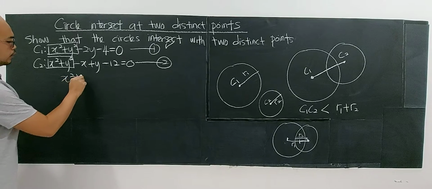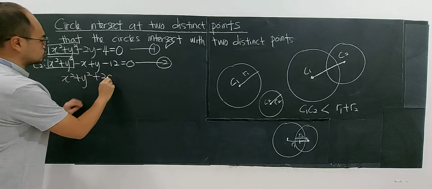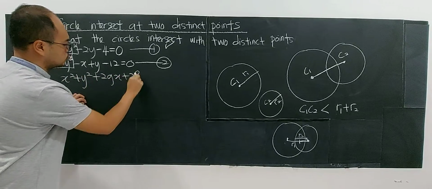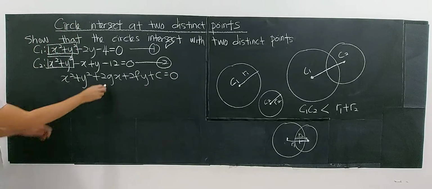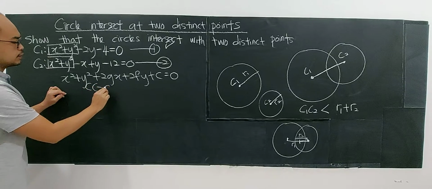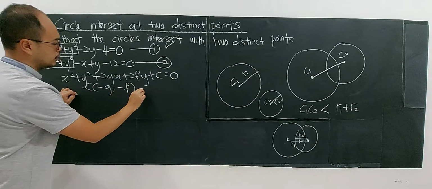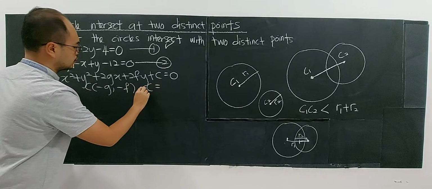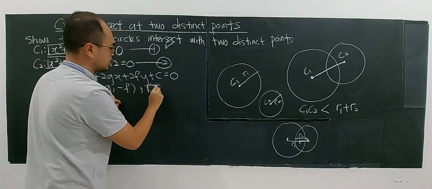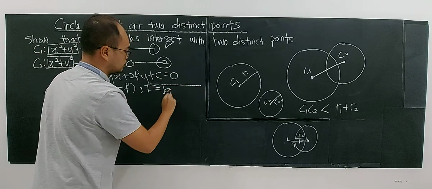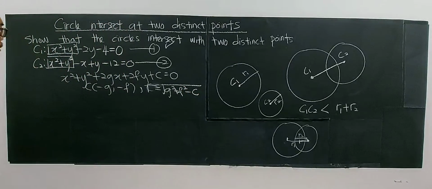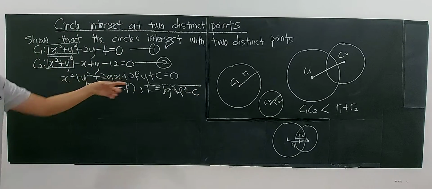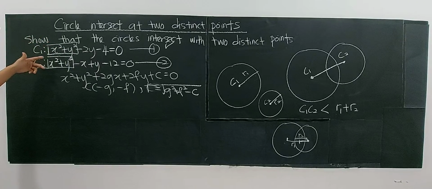x squared plus y squared plus 2gx plus 2fy plus c equals 0. By comparing this, you have the center (negative g, negative f), and the radius formula is the square root of g squared plus f squared minus c. By applying this formula, I can easily find the center and radius for the first and second circles.